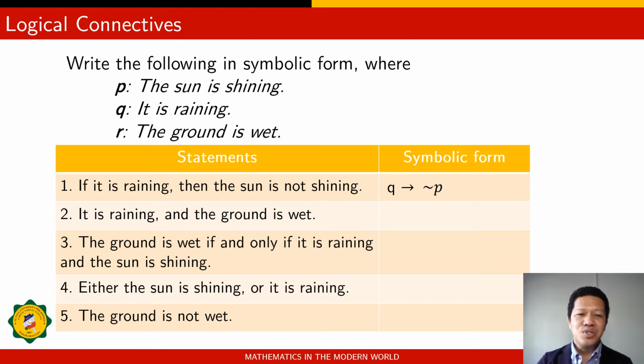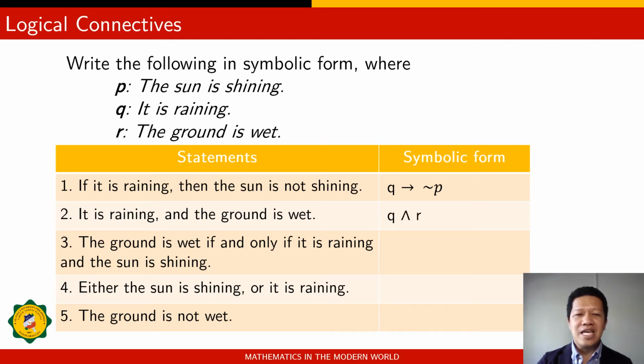For number two, it is raining and the ground is wet. So this one is an example of conjunction statement because of the word and, and we use the symbol. It's like an inverted letter V. So we have the symbol Q and R.